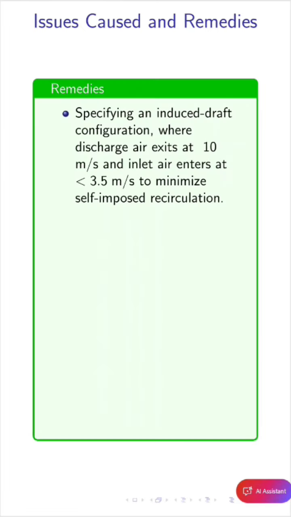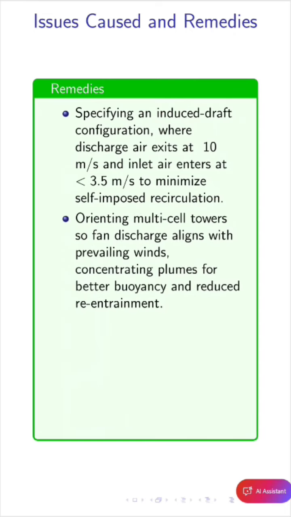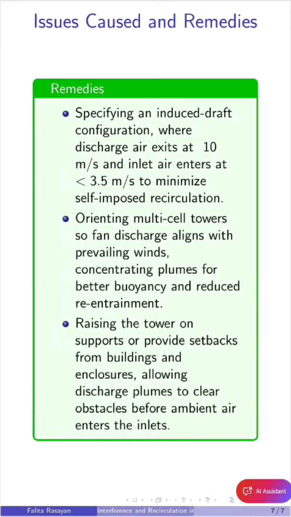So we can specify the inlet and outlet air velocities. The discharge air exits at 10 meters per second and inlet air enters at 3.5 meters per second to stop recirculation. We can orient multi-cell towers so fan discharge aligns with prevailing wind, concentrating plumes for better buoyancy and reduced re-entrainment. And we can raise the support so that the ambient air enters the inlet, but the hot air exits.